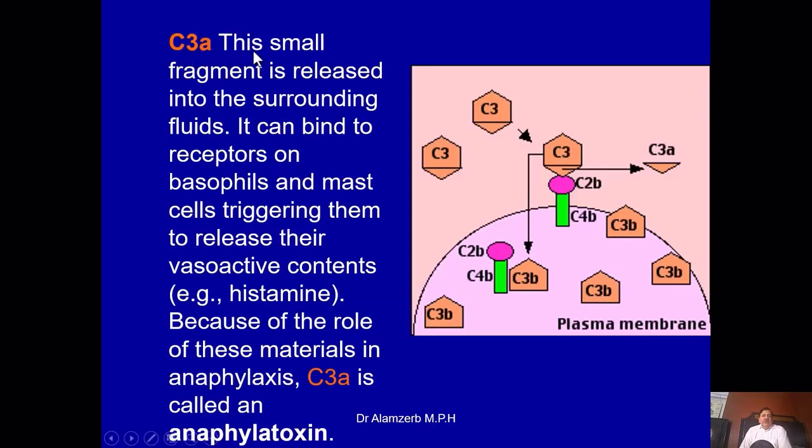The C3a, this small fragment, is released into the surrounding fluid. When C3 is cleaved, this portion is released into the surrounding tissue. It can bind to receptors on basophils and mast cells, triggering them to release their vasoactive content, histamine, because of this role of this material in anaphylaxis. C3a is called anaphylatoxin. It causes anaphylaxis. When the C3a portion binds to the basophilic cell, it releases histamine and bradykinin and it causes anaphylaxis.